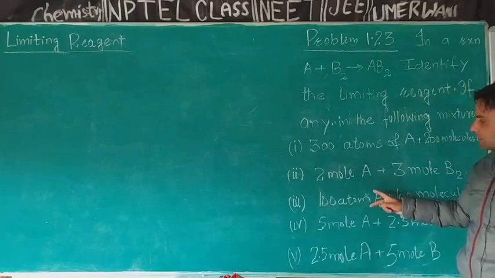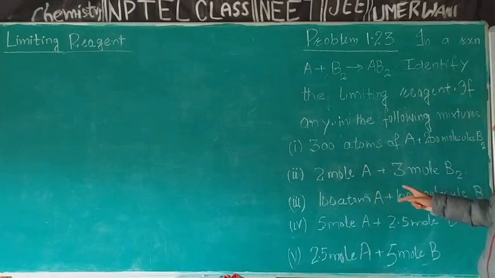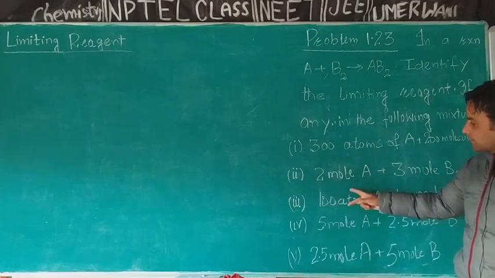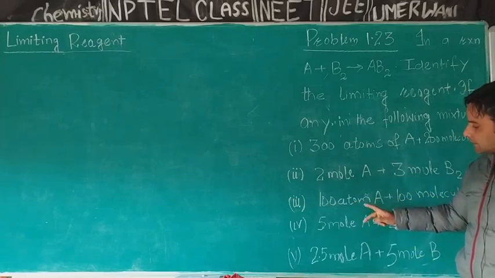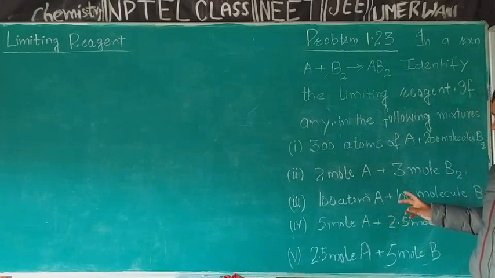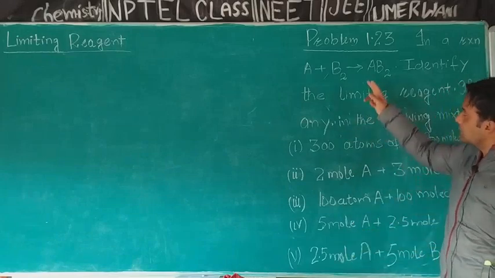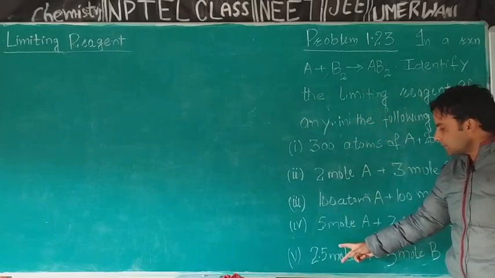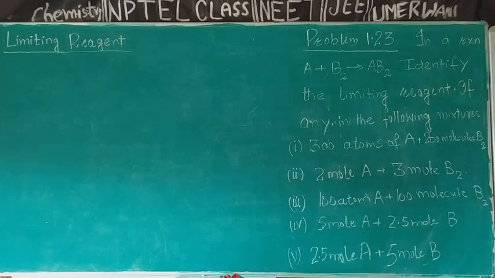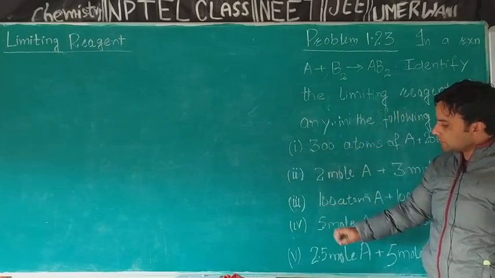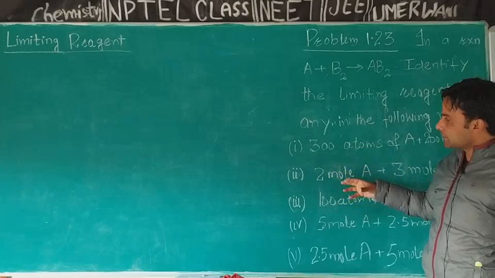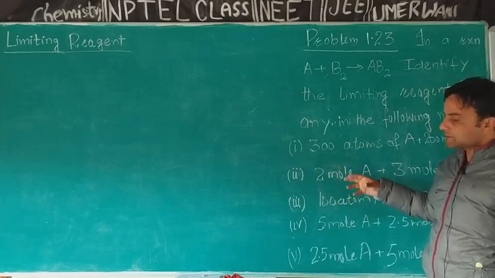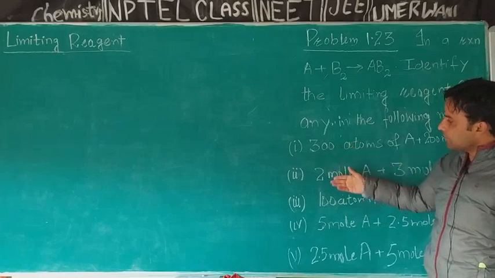The third time we start the same reaction with a mixture of 100 atoms A and 100 molecules B2. Similarly, once again we start the same reaction with a mixture of 5 moles A and 2.5 moles B, and at last with a mixture of 2.5 moles A and 5 moles of B. So basically in this question we have to identify the existence of a limiting reagent in five parts.